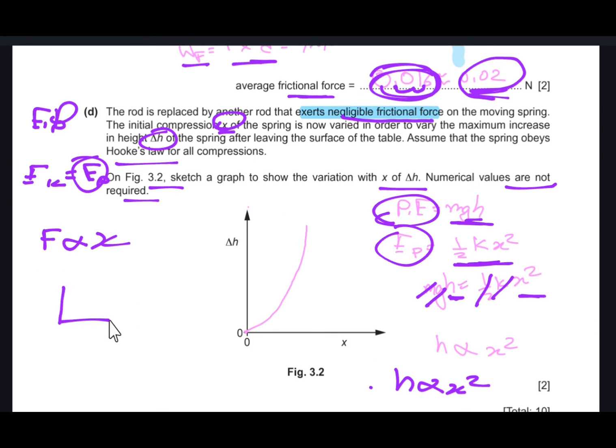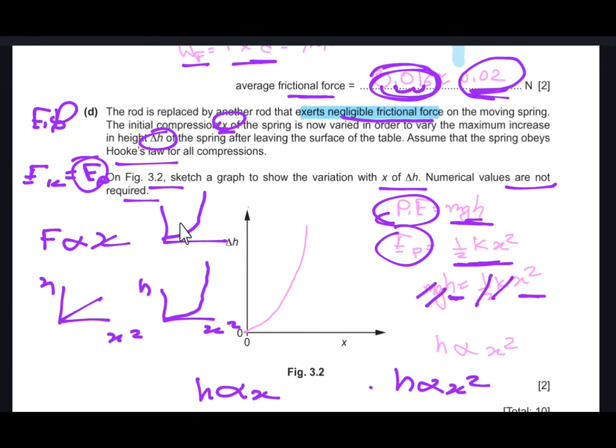Suppose height were directly proportional to just extension, then it would be a straight line, but since height is directly proportional to extension square, the line would slightly tilt toward the x-axis. That means this axis. The line would slightly tilt towards this side. Or to draw it more specifically, it becomes like this. Tilt towards the x-axis and then increases.